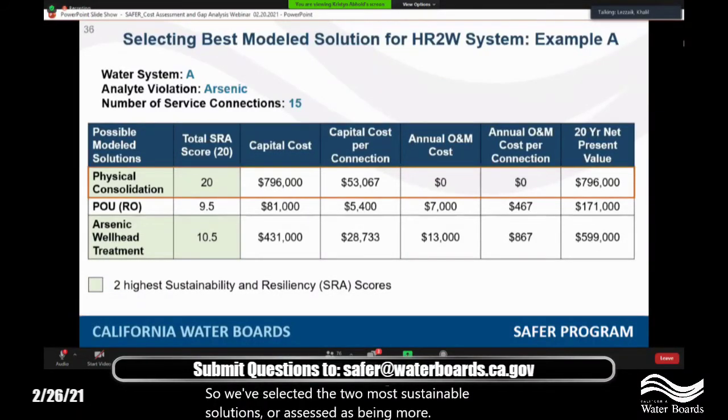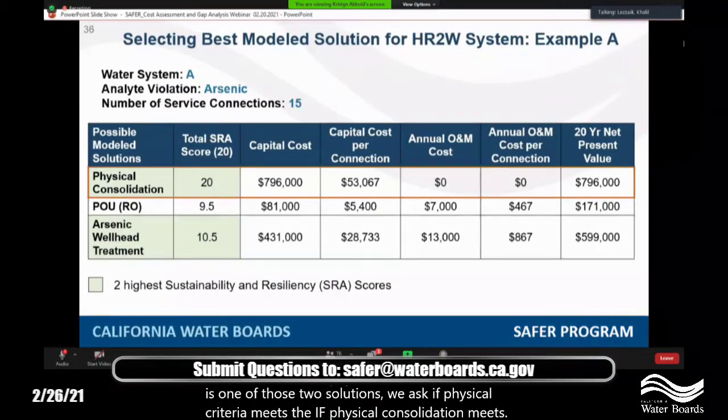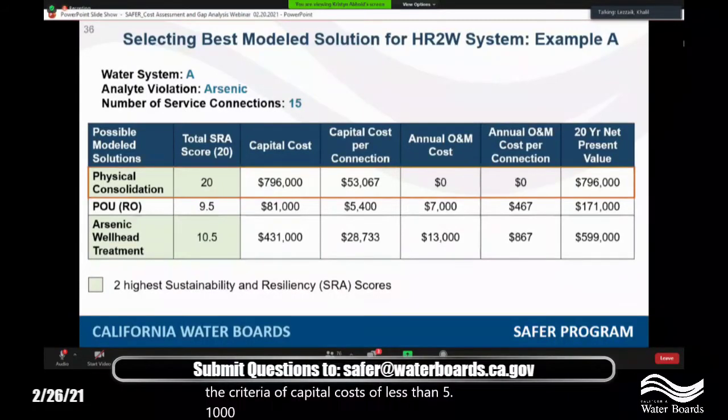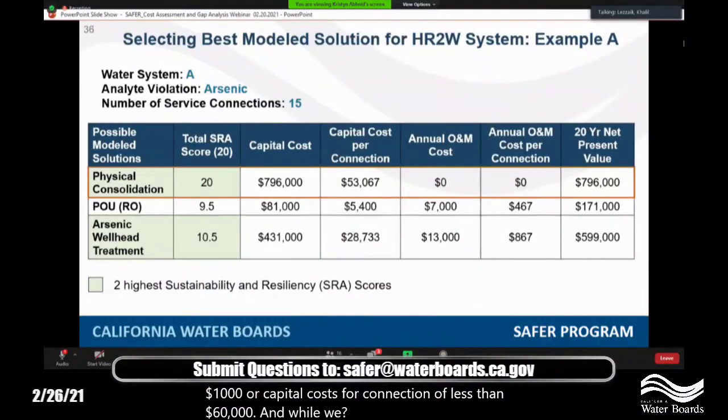And then since physical consolidation is one of those 2 solutions, we ask if physical consolidation meets the criteria of capital costs of less than $500,000 or capital costs per connection of less than $60,000. And while we see that physical consolidation does not meet the first criterion of total capital costs, it does meet the capital cost per connection criterion of $60,000, at about $53,000 and some change. And so this is a system where, according to our decision tree, we select physical consolidation as a solution for the system. Next slide, please.